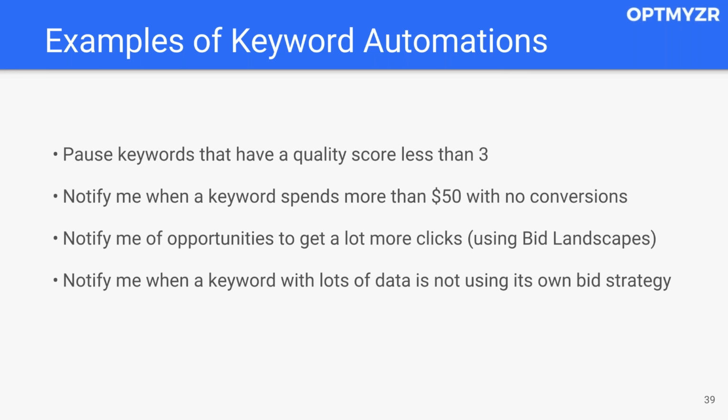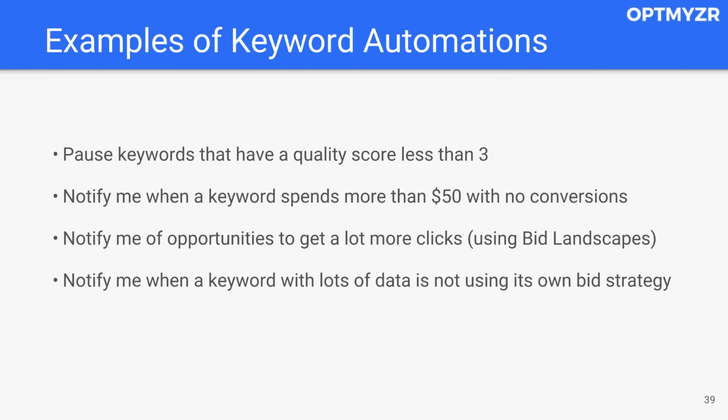For keywords, you could pause those that have a quality score less than 3. By the way, Google just made a big change for Google Grants accounts. Any keywords with a quality score less than 2 are bad. They're not allowed to be in your account, so you could automatically go and remove those.